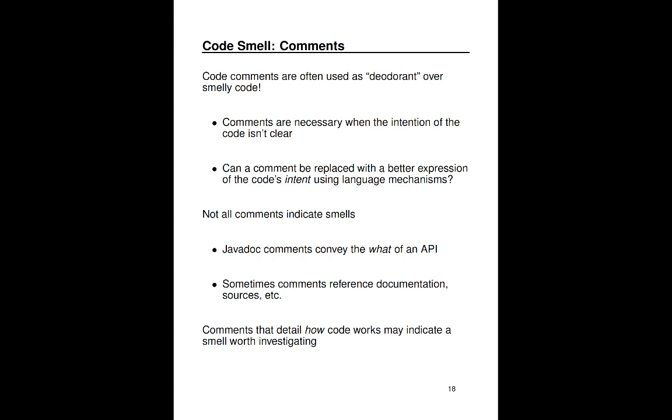Now, to be clear, not every comment indicates that there's a smell in the program. There are certain kinds of comments, like Javadoc comments, that convey what an API does. That's really important to know because the person consuming the API doesn't necessarily have access to the code. And you certainly don't want to put the cognitive load on the consumer of your API to understand the implementation of your API when all they want to do is to understand how to interact with it. Comments are also appropriate when they reference some piece of documentation or the source of where someone learned about a particular algorithm. So not all comments are bad. However, if you see a comment that details how a piece of code works, that might be an indication that an investigation is warranted, because that's kind of a smelly comment right there.